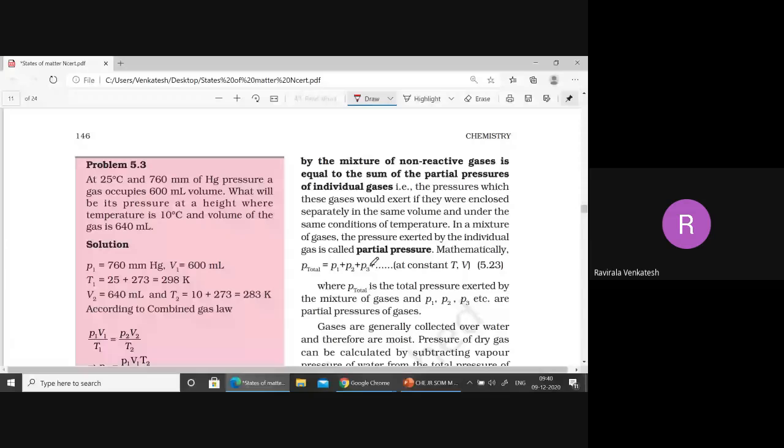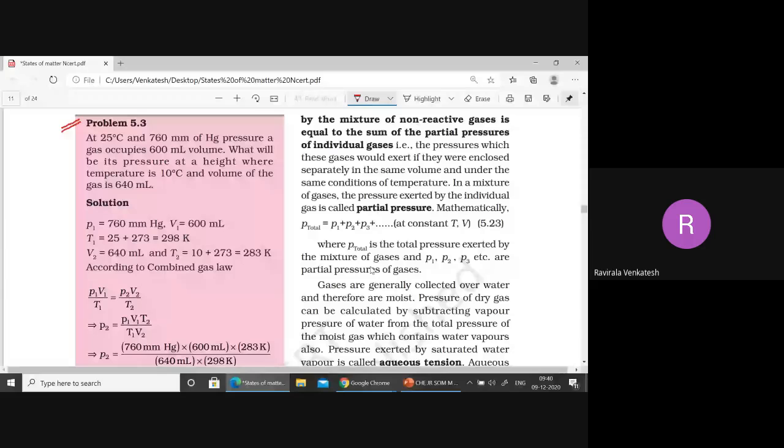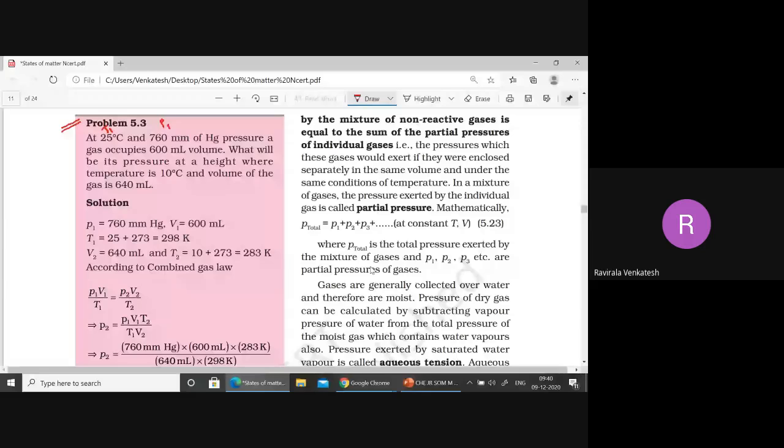Problem 5.3. If you observe, 25 degrees Celsius is the T1 temperature. 760 mm pressure means 1 atmosphere, also called 760 mm of Hg, so take pressure in mm. The volume is given in ml, so take this as V1. They are asking for P2 here. At the height, the temperature is 10 degrees Celsius, that is T2, and the volume of the gas is 640 ml.